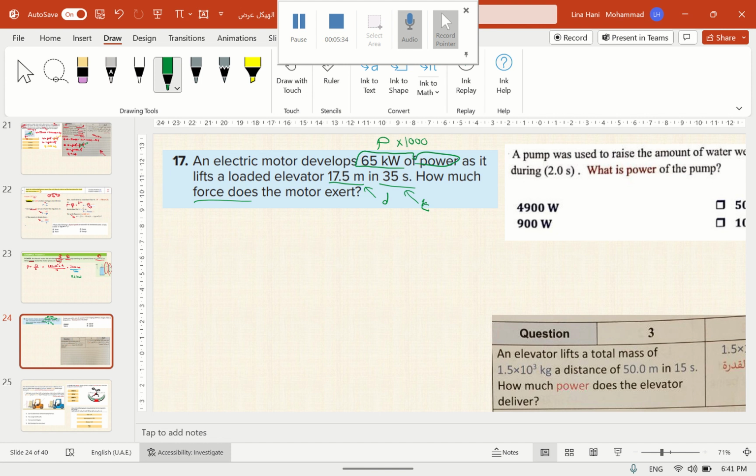So here we have power, d and t, and he wants me to find F. According to the equation, P equals Fd over t, which has all of the knowns and unknowns, we substitute and find the force. Now the power is 65,000 after multiplying by 1000 to turn it into watts. So we have 65,000 watts equal to the force, which is the unknown here, multiplied by the distance, which is 17.5, divided by the time, which is 35.